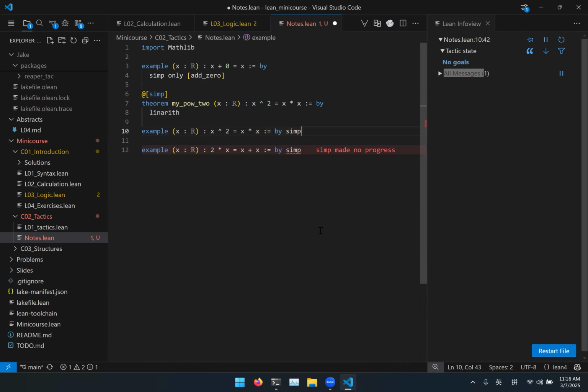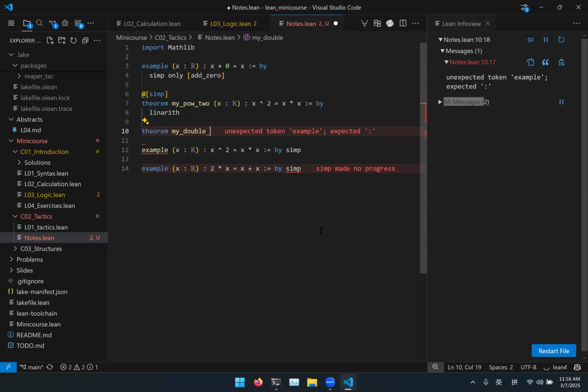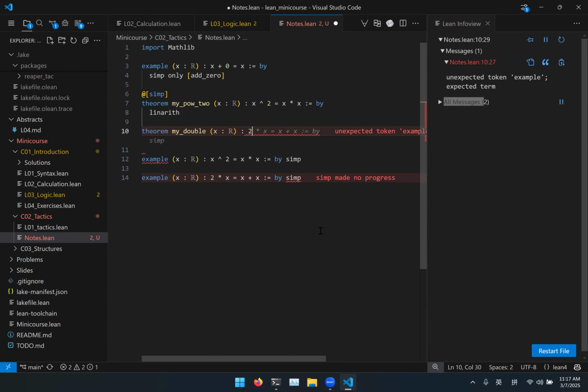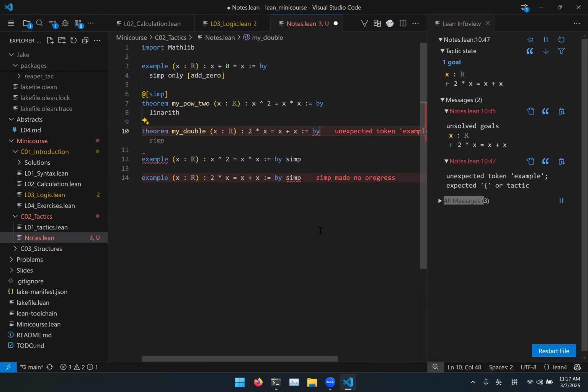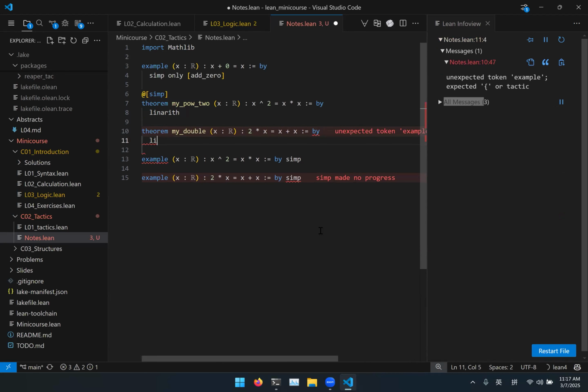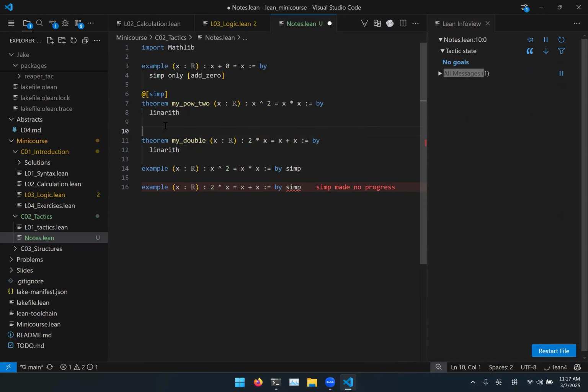What's more, we can add a new theorem called my_double. It says that 2 multiplied by x equals x plus x. We can still use linarith to solve this, or of course we can use another tactic. In this case we get a new theorem, and we still use the simp decorator. We find that the second one is also solved. That is how the simp decorator works.